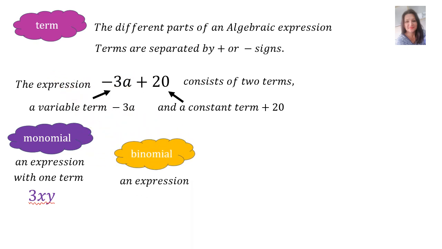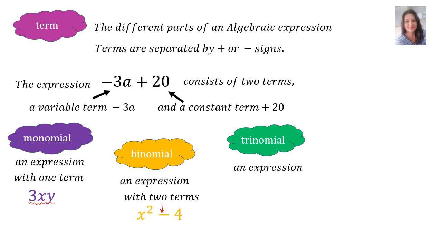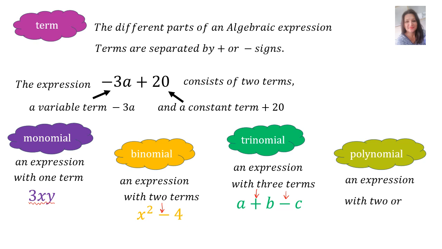A binomial is an expression with two terms. For example, x squared minus 4. So it's the minus that separates the two terms. Binomial, two terms. A trinomial is an expression with three terms. And here you can see the plus and the minus separate the three terms, and that's why it's a trinomial, three terms. And then a polynomial is an expression with two or more terms.